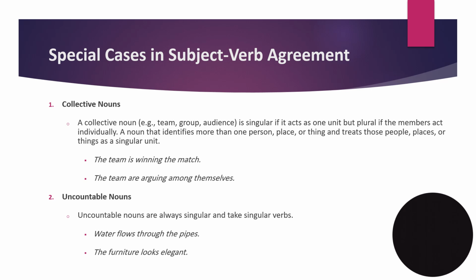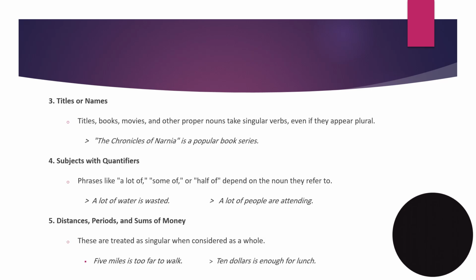Now, second, we have the uncountable nouns. Uncountable nouns are always singular or take singular verbs. For example, water. Water flows through the pipes. The furniture looks elegant. Titles or names. Titles, books, movies, and other proper nouns take singular verbs, even if they appear plural. The Chronicles of Narnia is a popular book series.